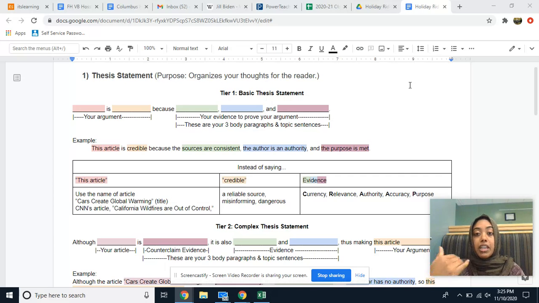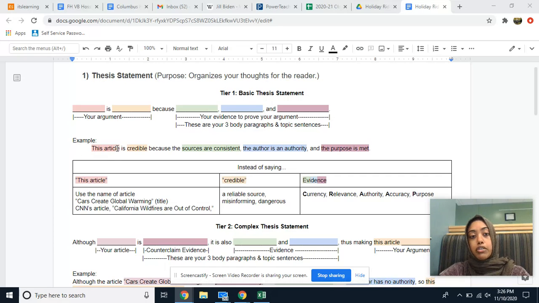So for the very, very basic tier, all 3 of those pieces of evidence are going to be contributing directly to your argument. So maybe it's that your article was published 5 years ago, the author is not an expert, and all of the facts are not accurate, right? Those are 3 pieces of evidence that point toward the article that you read being a bad source of information. So you would use the basic thesis statement where you say, this article is credible or not credible because the article is old, the sources are not consistent, and the author is not an authority.